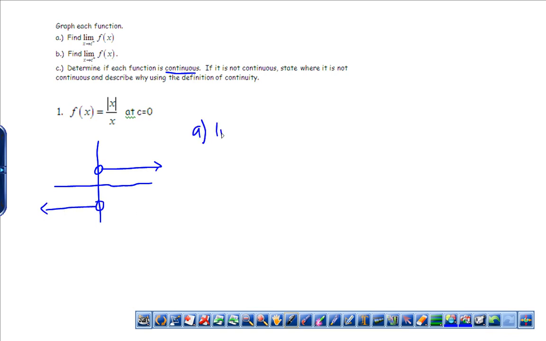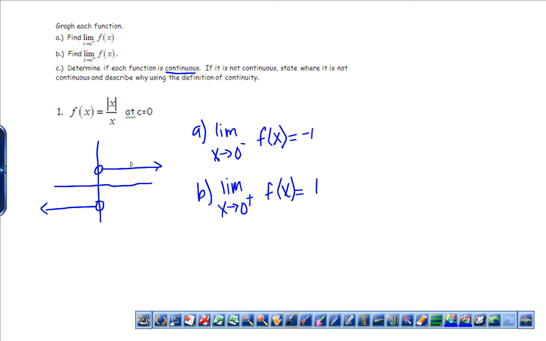The limit as x approaches 0 from the negative side of your function is going to be equal to -1. On B, it says find the limit as x approaches 0 from the positive side. Your function would be +1. Coming from the negative side is a negative, positive side is a positive.